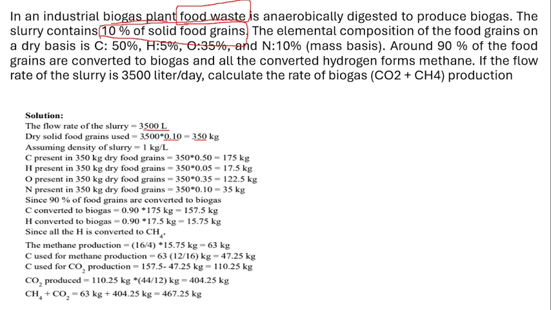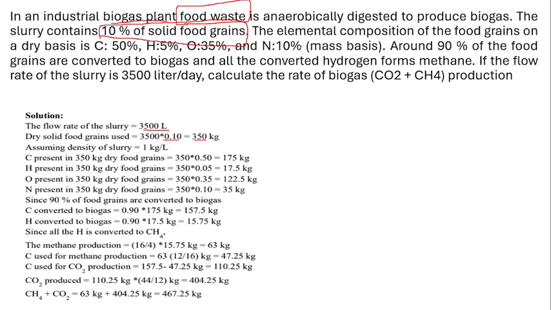Okay. So 3,500 into 0.1, because only 10 percent of the slurry contains the food grain. That food grain only is going to produce the biogas. So initially the feedstock quantity is 350 kg. In this 350 kg, they are telling us the food grain composition is CHON, which is 55, 35 and 10 percent respectively.